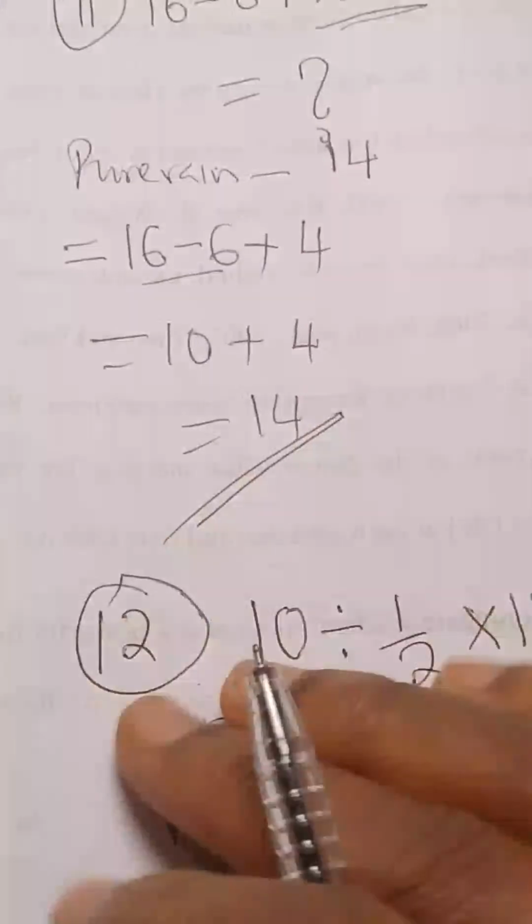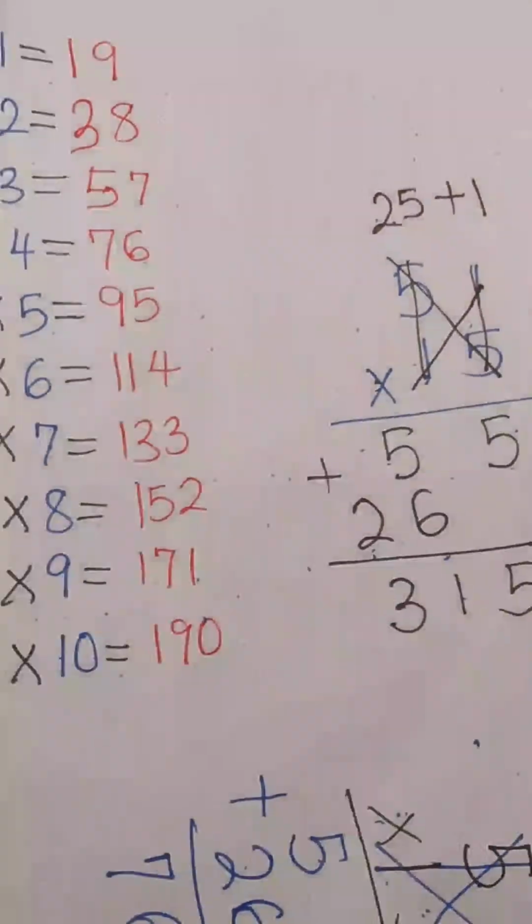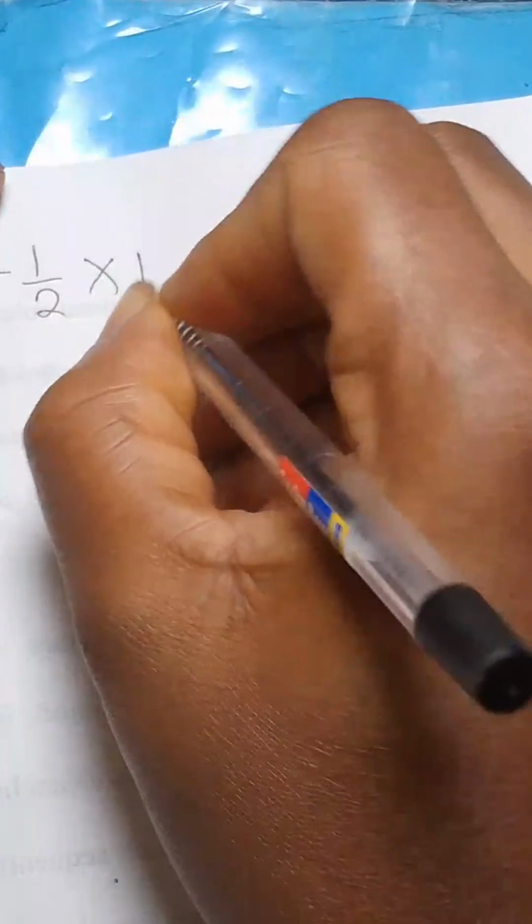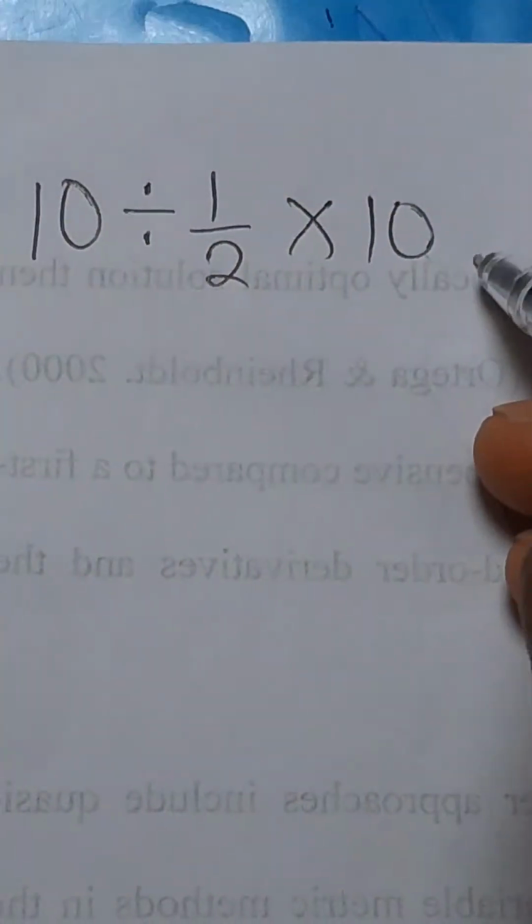Okay, let me solve it, please. Let me go to the next page and solve it. 10 divided by half times 10. Okay, that is the question we are solving. Now to solve this is easy. Let me zoom it up a little.